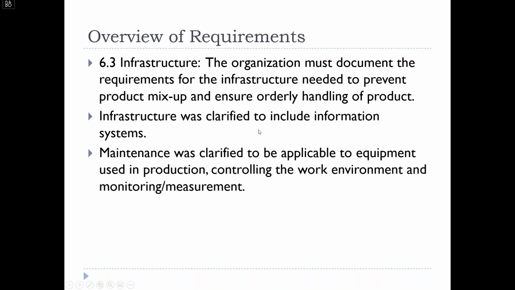device. Section 6.3, infrastructure. The organization needs to document the requirements for the infrastructure needed to prevent product mix-up and ensure orderly handling of product. And infrastructure does include information systems. Maintenance has been clarified to be applicable to not only equipment used in production, but that used in controlling the work environment, maybe temperature, humidity, monitoring devices, and measuring and monitoring equipment.